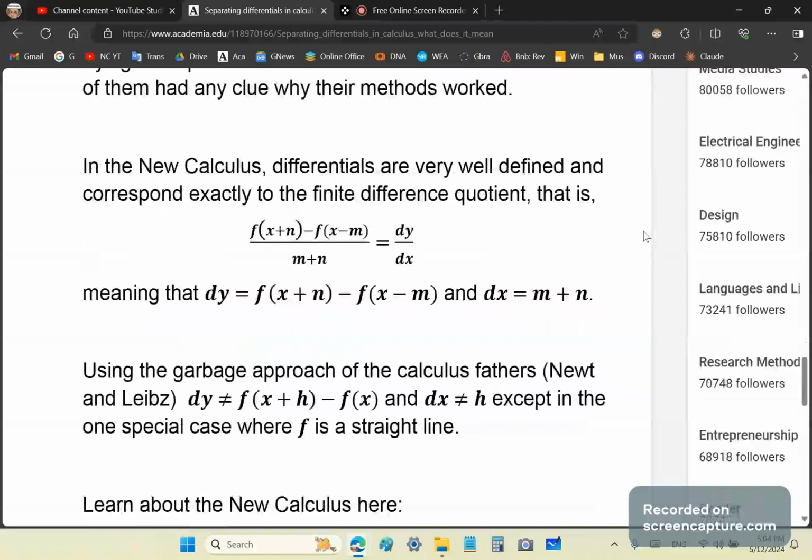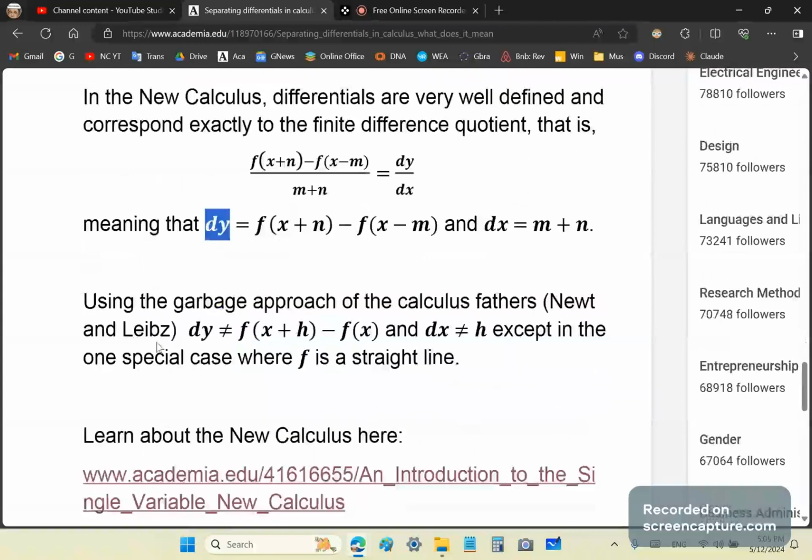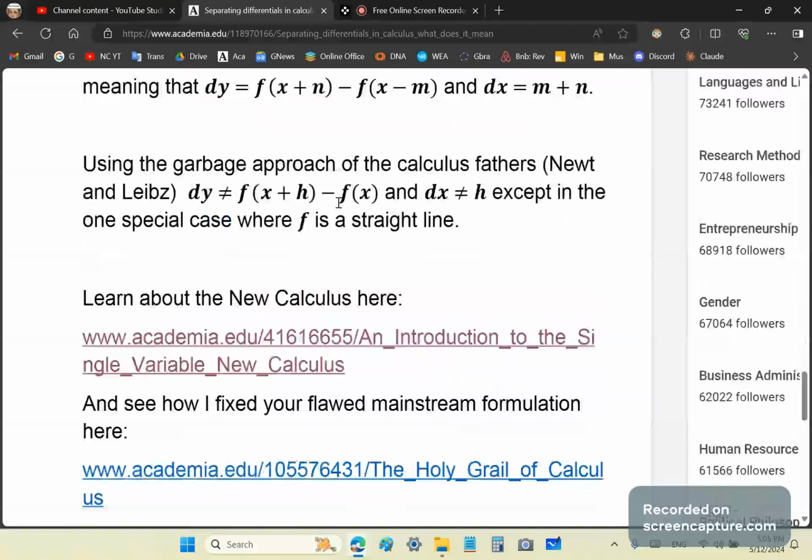In the new calculus, differentials are very well defined and correspond exactly to the finite difference quotient. That is, you can say that dy is equal to the numerator and dx is equal to the denominator. Using the garbage approach of the calculus fathers, Newton and Leibniz, dy is not equal to f of x plus h minus f of x, and dx is not equal to h, except in one special case where f is a straight line. But we all know that straight lines all have slopes, as rise over run, don't we?